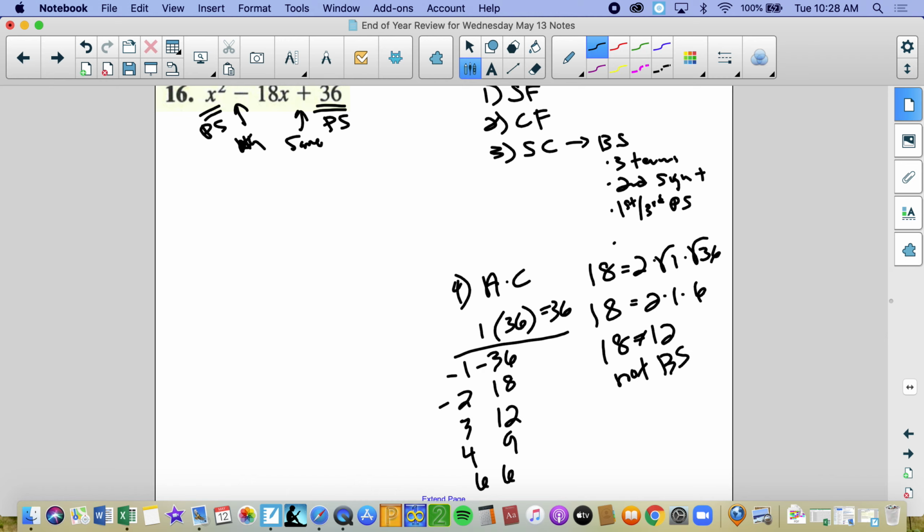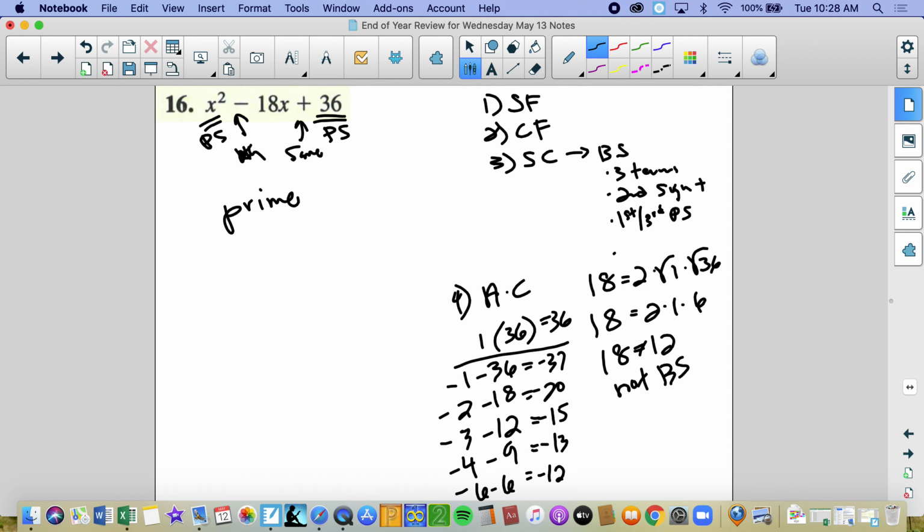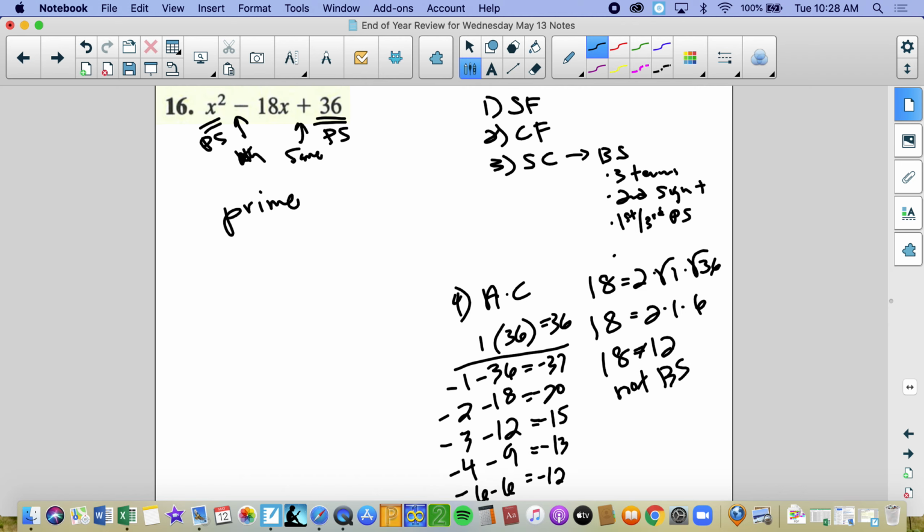We get negative 37, negative 20, negative 15, negative 13, negative 12. Again, this is prime. This is weird. It's interesting that we're getting so many primes.